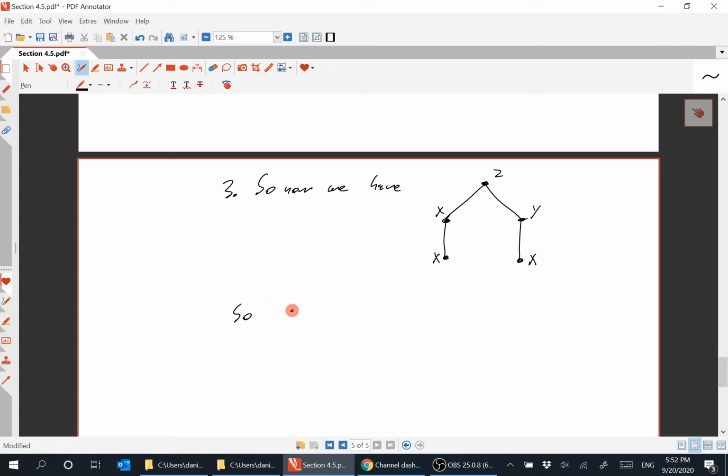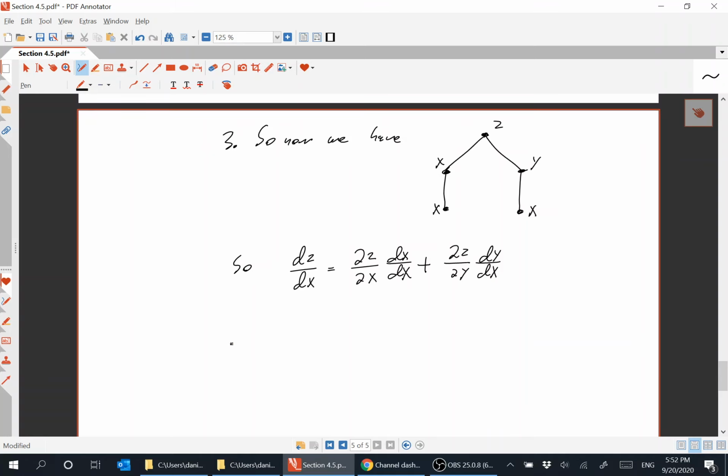So z is ultimately just a function of x. x is a function of itself, and y is implicitly a function of x. So dz/dx is equal to dz/dx times dx/dx plus dz/dy times dy/dx.